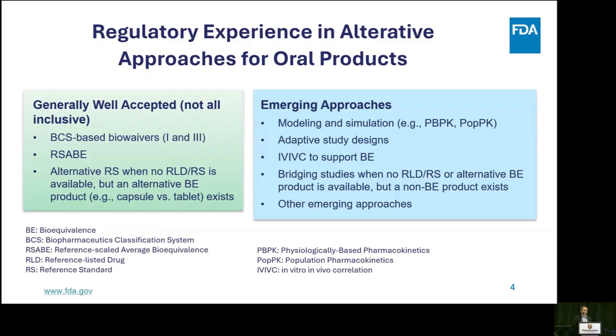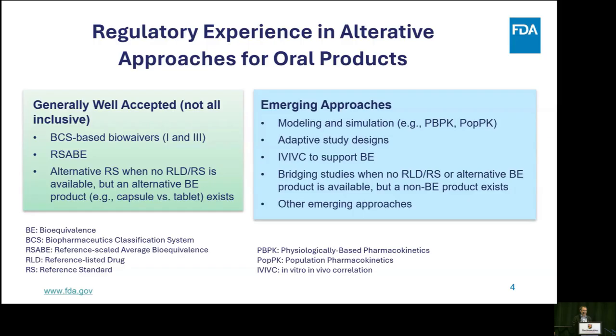Over the years, we see substantial increases of alternative BE approaches. For some alternative BE approaches, we already gained a lot of review experience. They are already well accepted. For example, BCS-based biowaivers, reference-scaled average bioequivalence, and alternative comparators when no RLD is available, but there is an alternative BE product such as capsule versus tablet. These approaches are well accepted now.